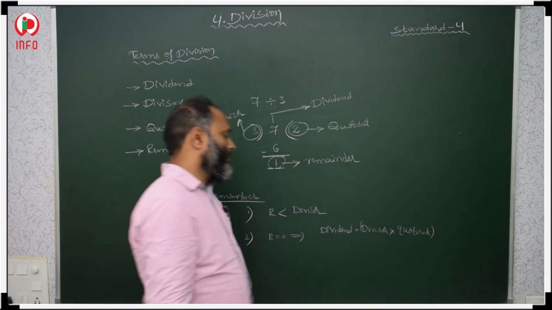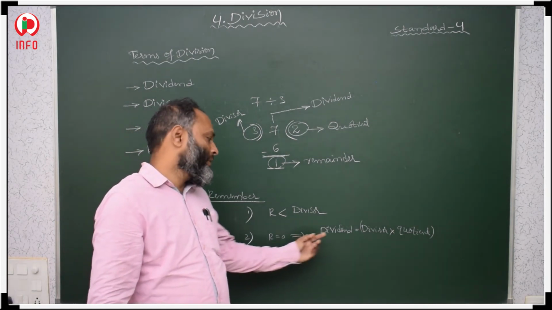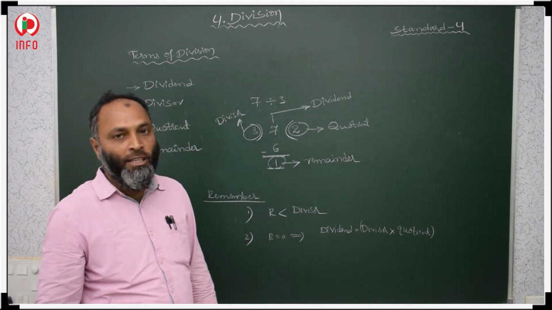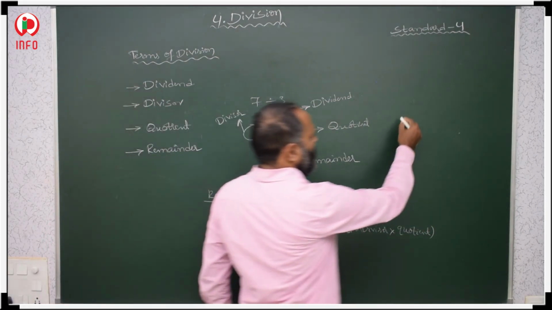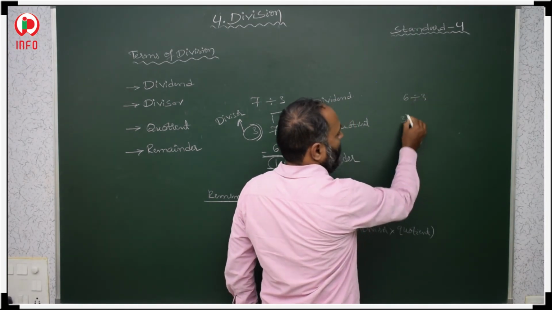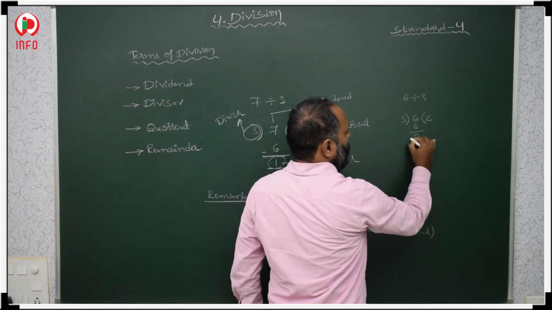So this is our formula. When the remainder is 0, what is the formula? Dividend is equal to divisor into quotient. For example, 6 divided by 3. Then it means 3 divides 6. 3 2s are 6. Here the remainder is 0.